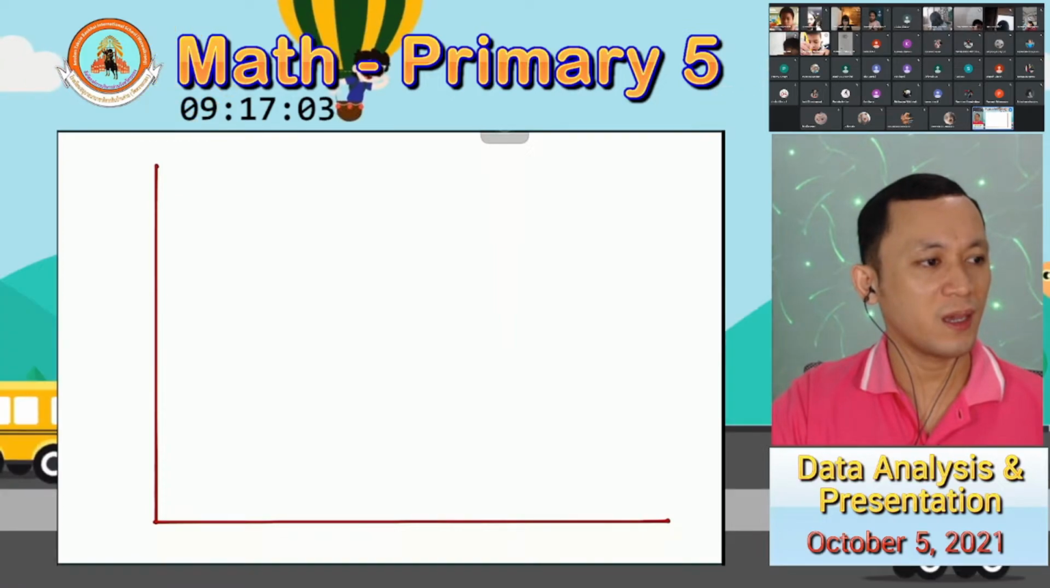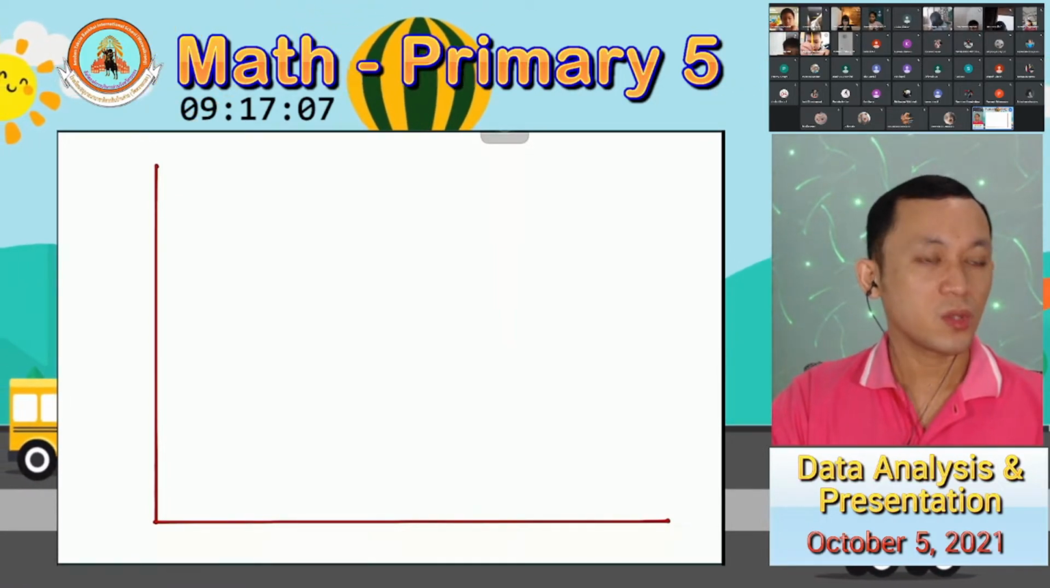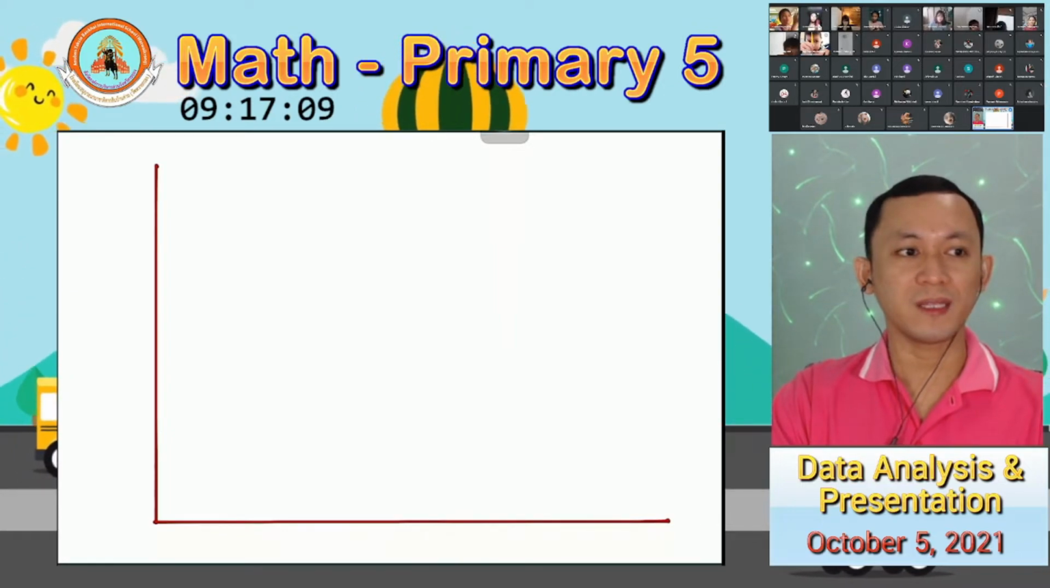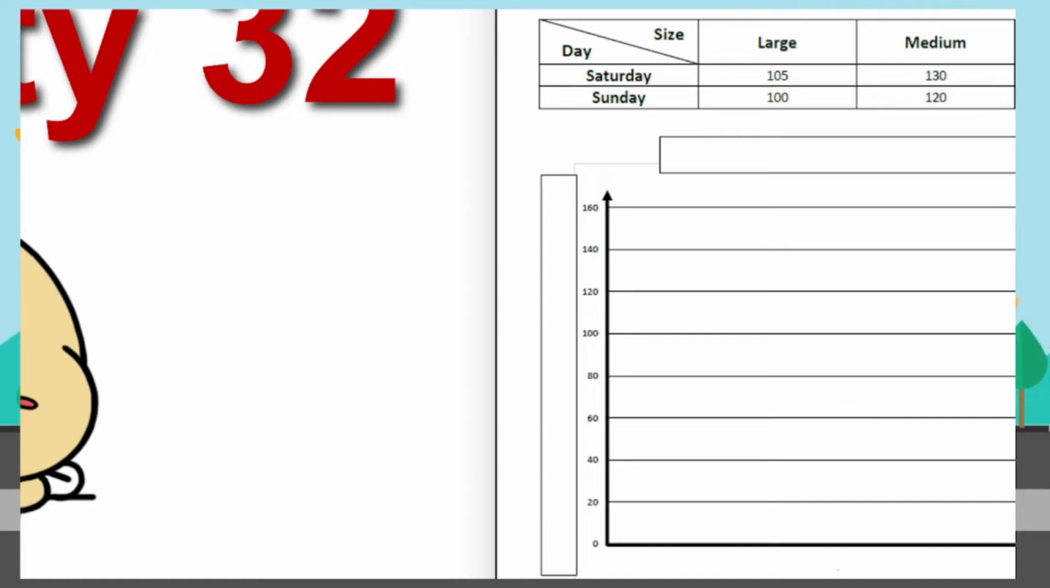Okay, so what is our scale again? Our interval is 20, right? So we have 0, 20, 40.